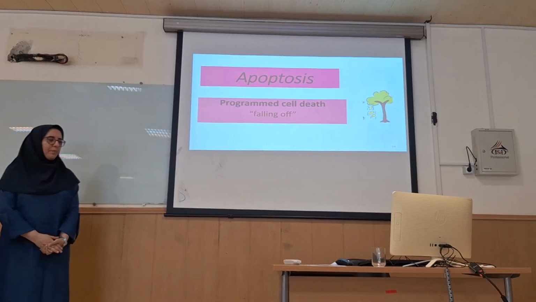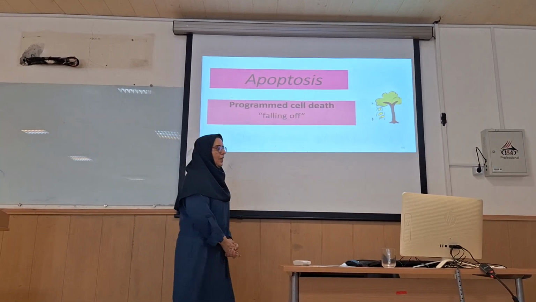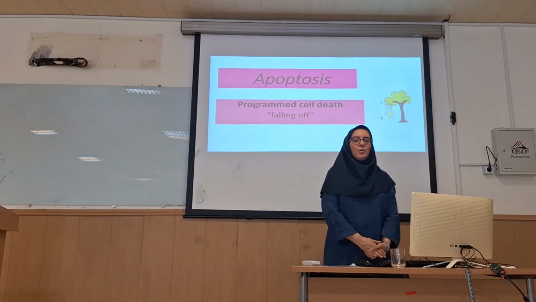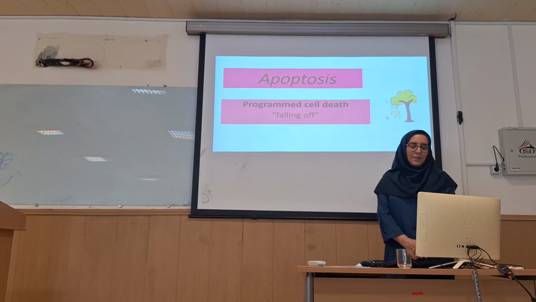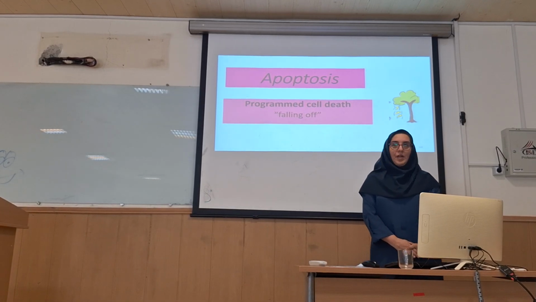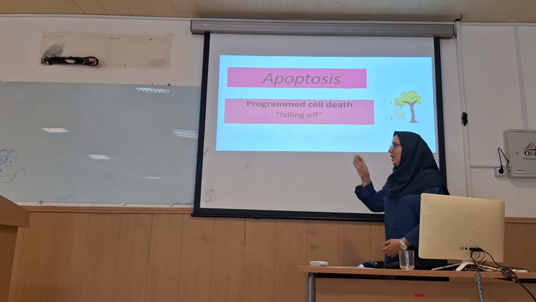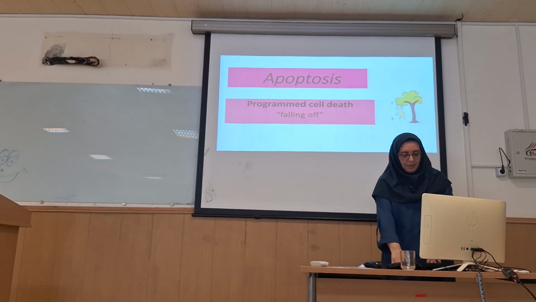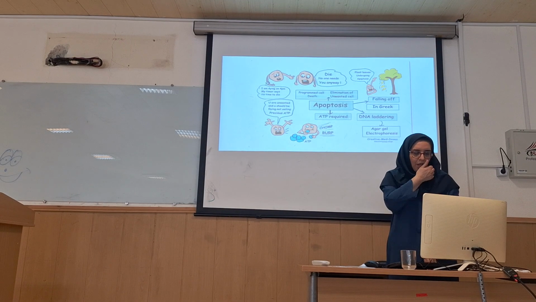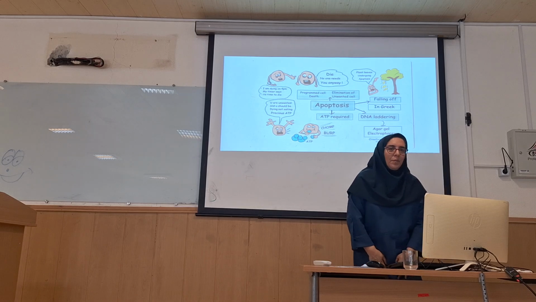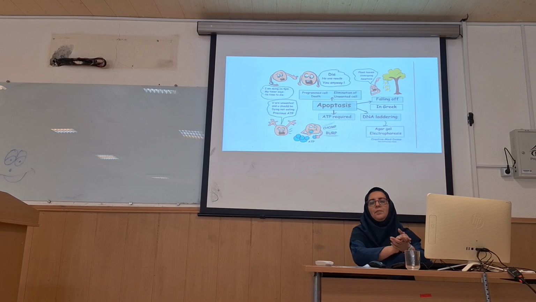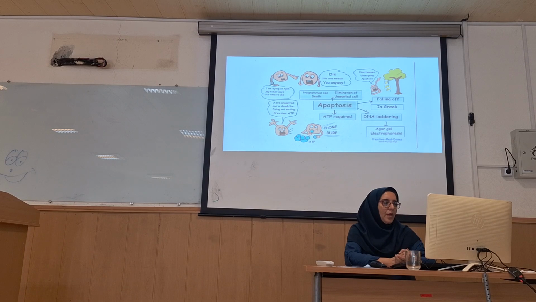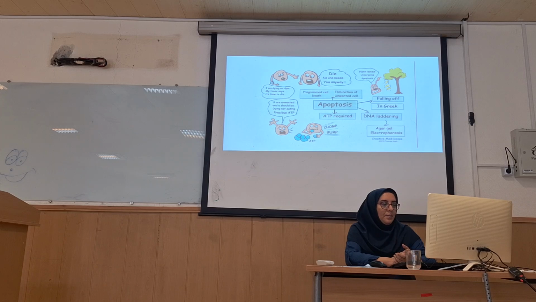Pattern of cells. Now, we explain about apoptosis. Apoptosis, or programmed cell death, or falling off, because it's similar to falling off leaves. When apoptosis occurs, it occurs for elimination of unwanted cells, and the cell needs ATP.